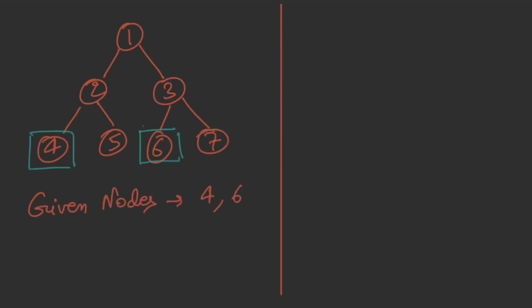Let's have the same tree, but in this case we will have two different nodes, which are 4 and 6, for which we have to calculate the lowest common ancestor. Ancestors for 4 are 2 and 1 as in the previous case, and ancestors for 6 are 3 and 1. We can see that 1 is the only common ancestor for both 4 and 6. Since there is only one common ancestor in this case, we will consider that to be the lowest one also.